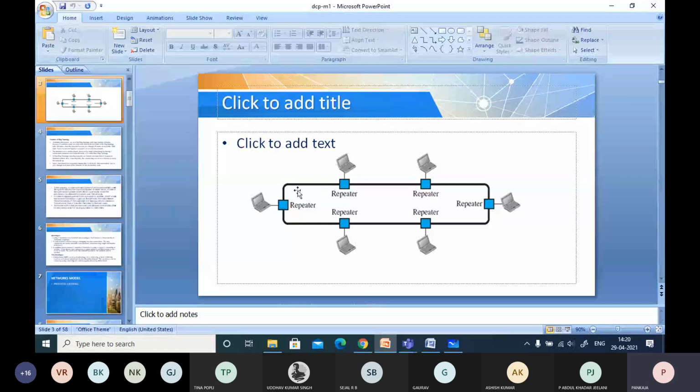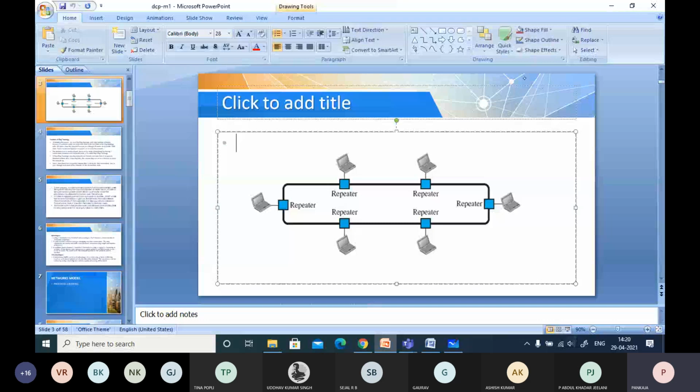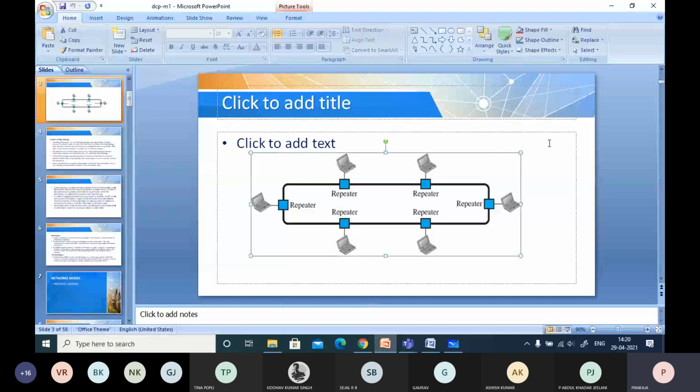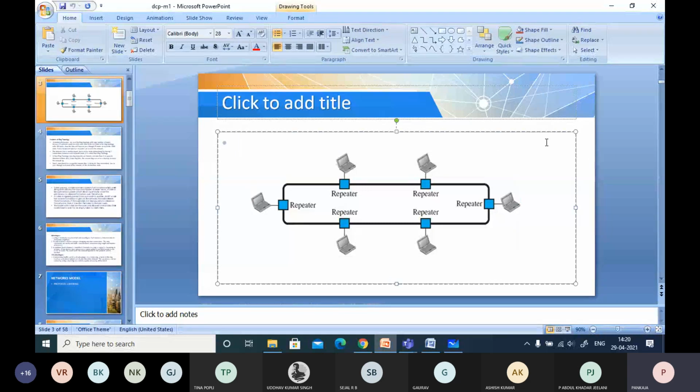How many devices are there here? 1, 2, 3, 4, 5, 6. There are 6 devices. So when there are 6 devices, I told it requires 6 cables. That answer I told in maybe the 3 to 4 classes last week. Now before going to that, I want to add some more information about this ring topology.